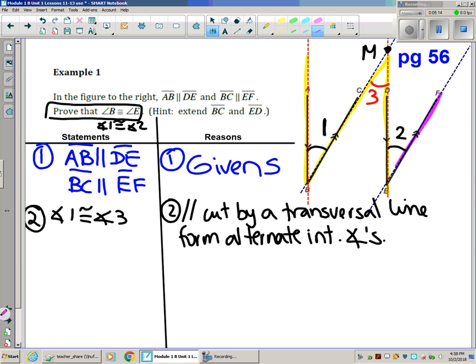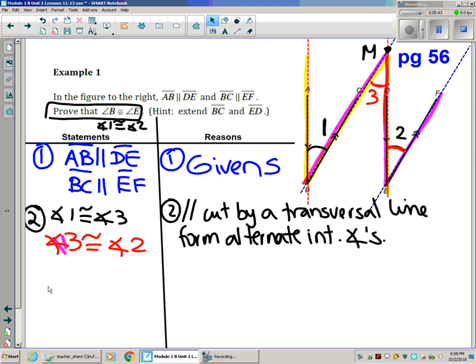We notice another Z right here, the two blue lines, and the red one in the middle is the transversal. So I could say, in fact, that these two, angle 3 and angle 2, should be the same. So my third step should be the same. I'm not going to make a third step. I'm just going to say that angle 3 is in fact congruent to angle 2. I don't have to rewrite the statement and the reason, because I already have my two statements, and it's the same reason.